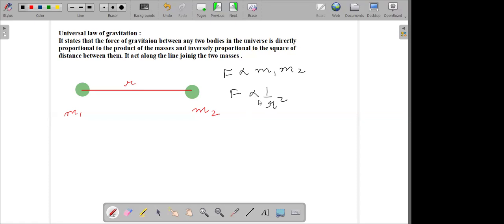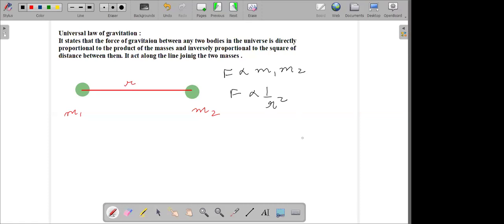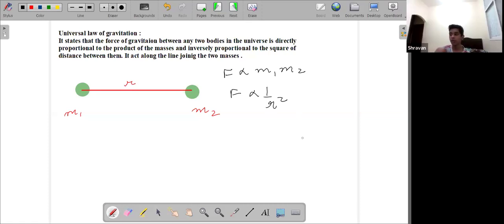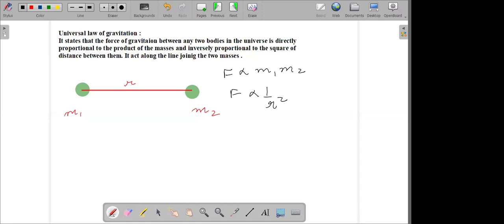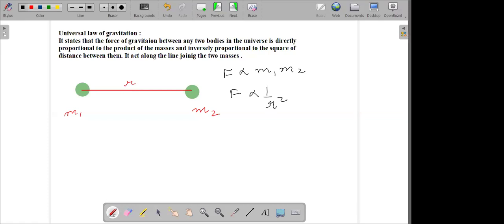Sharwan, can you tell the statement now? Okay, sir. Force of gravitation between two bodies in the universe is directly proportional to the product of the masses and inversely proportional to the square of distance between them. Yeah, inversely proportional to the square of the distance between them. So the force between any two bodies is directly proportional to the product of the masses and inversely proportional to the square of the distance between them.